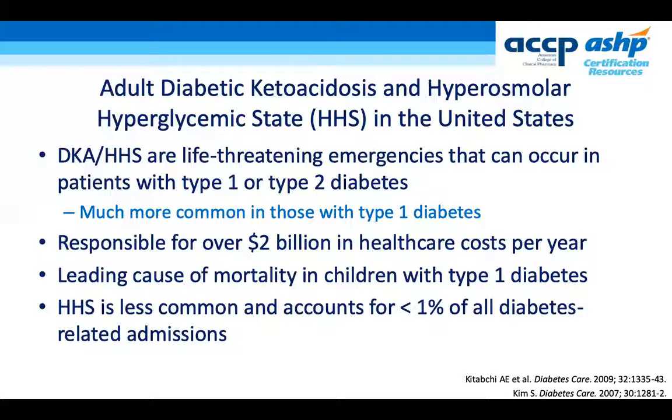And this has increased over time, especially over the last 10 years. There's been a large increase in the amount we are seeing, most prevalent in the ages of 18 to 44 years old. It is the leading cause of mortality in children, and HHS is less common and accounts for less than 1% of all diabetes-related admissions when compared to DKA.